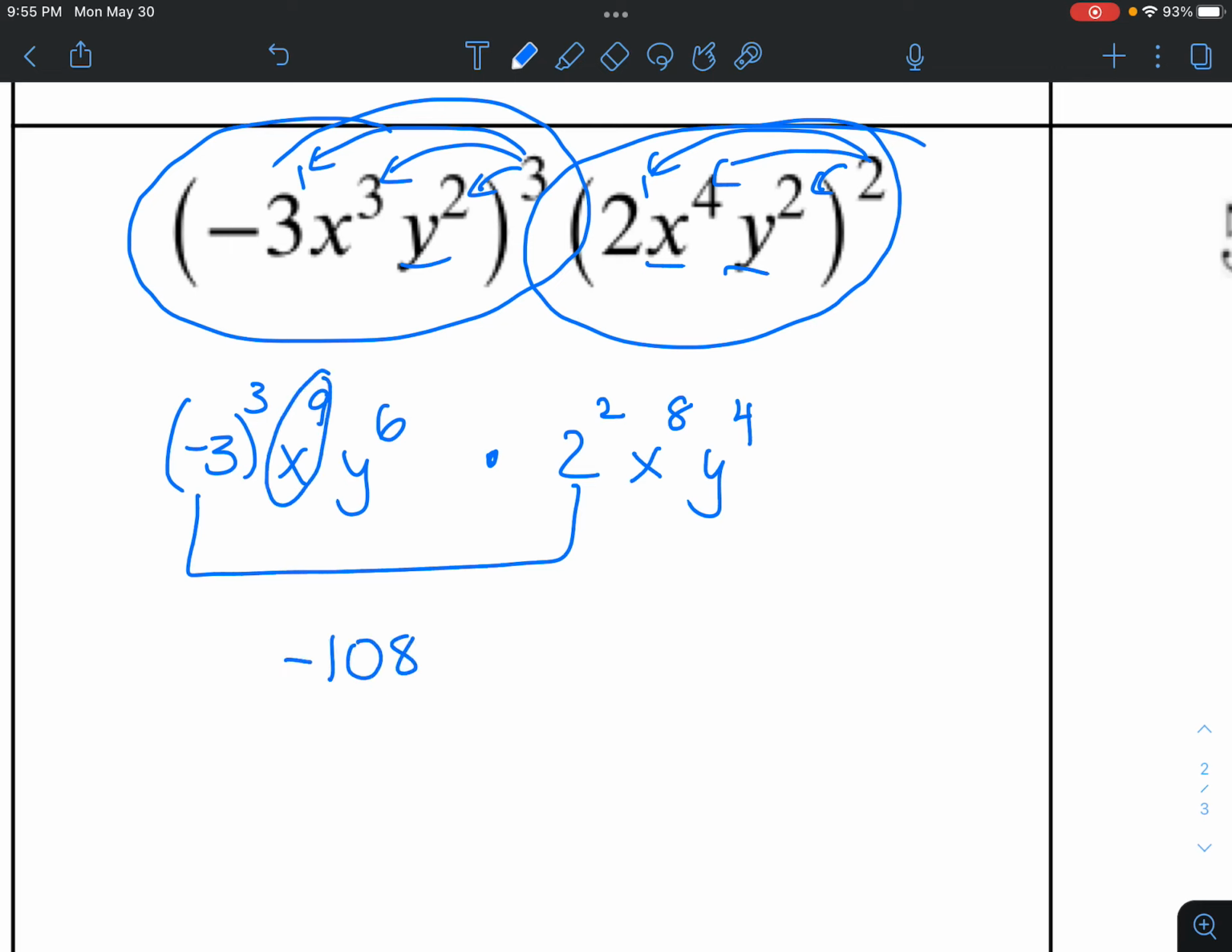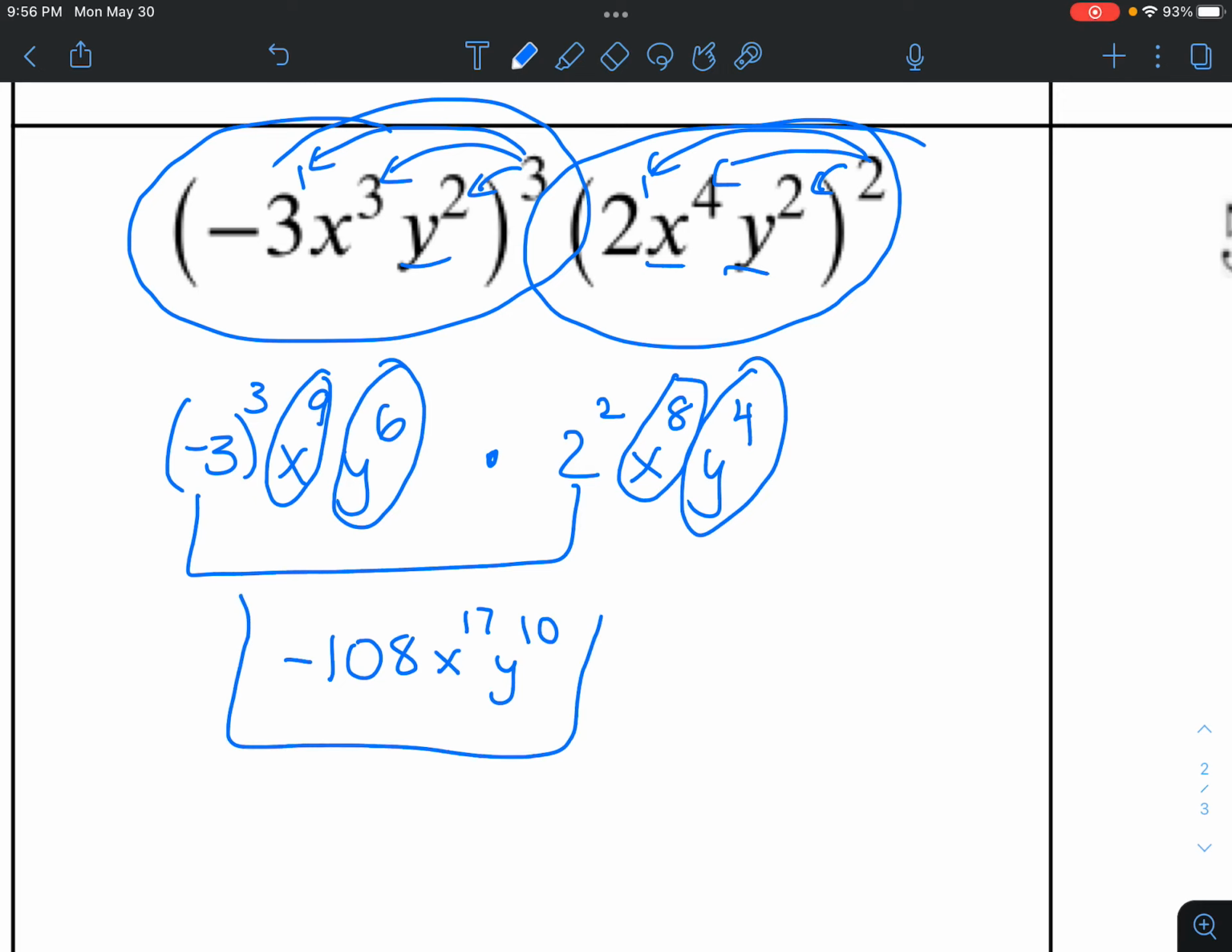Then we have x to the 9th times x to the 8th gives us x to the 17th. Y to the 6th times y to the 4th gives us y to the 10th. Check for negative exponents, which we don't have any of, so we are in our most simplified answer.